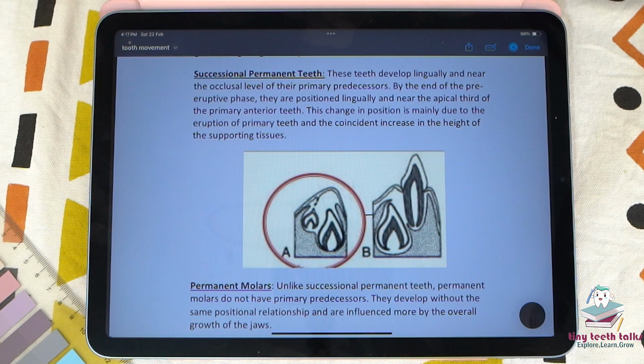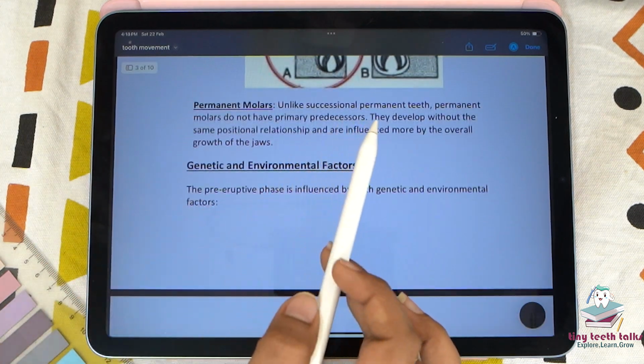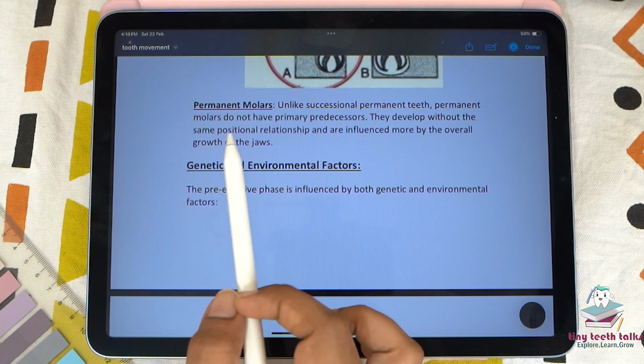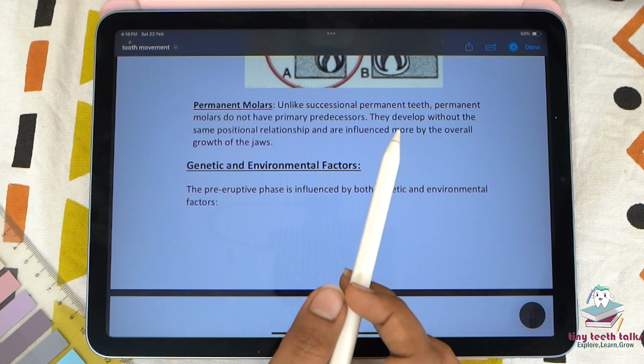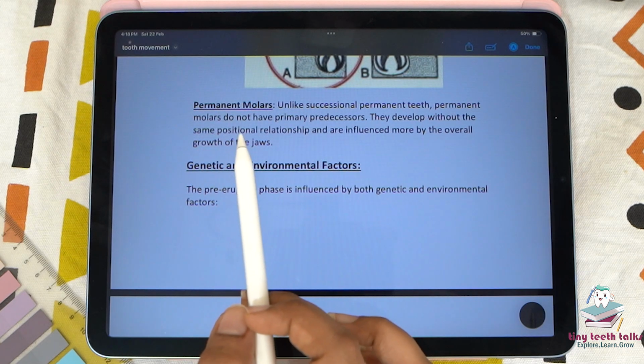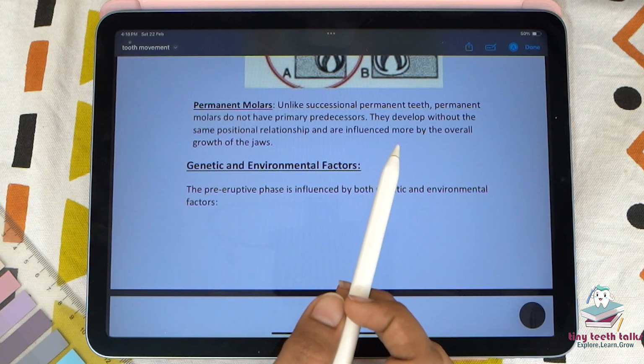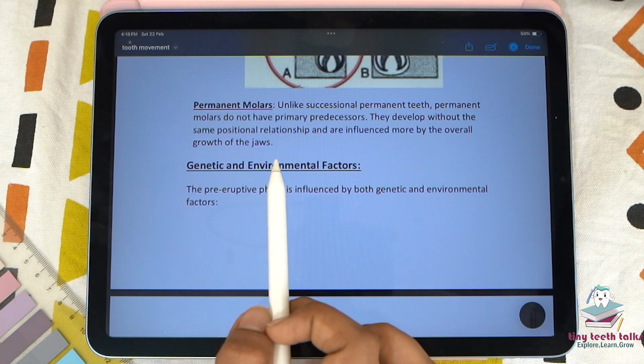This change in position is mainly due to the eruption of the primary teeth and the coincident increase in the height of the supporting tissue. We already know that during eccentric growth, the surrounding tissue and the bone increase their height. Permanent molars, unlike successional permanent teeth, do not have primary predecessors. They develop without the same positional relationship and are influenced more by the overall growth of the jaws.